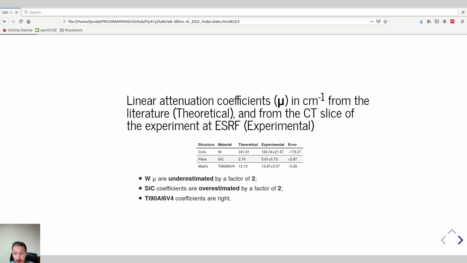And when we see the quantitative analysis of this, in this column, these are values from the literature. Here, this is from the experiment. And you can see that the linear attenuation coefficient of the tungsten is underestimated by a factor of 2, whereas the silicon carbide is overestimated by a factor of 2. The matrix is about right.